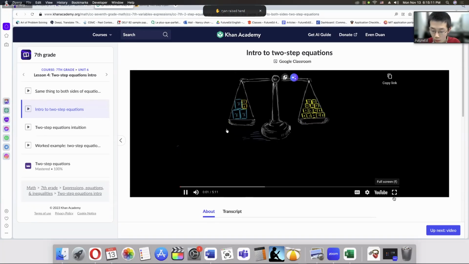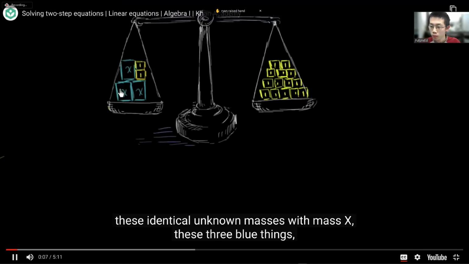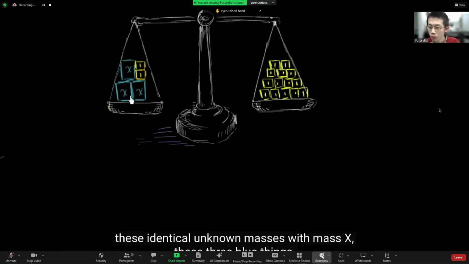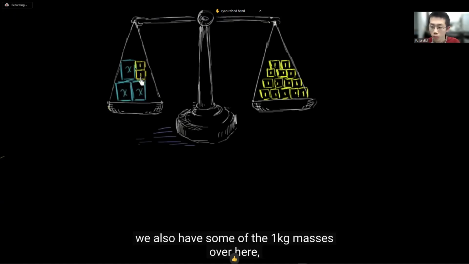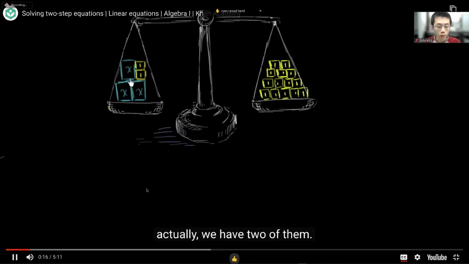Now we've mixed up things a little bit more. On the left side of the scale, we have these identical unknown masses with mass x, these three blue things, we also have some of the 1 kilogram masses over here. We actually have 2 of them. So now we're going to try to figure out what x is.